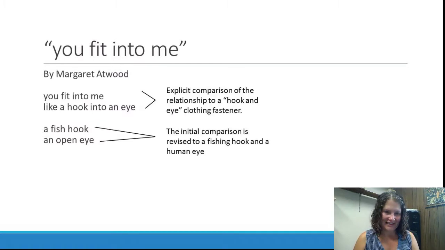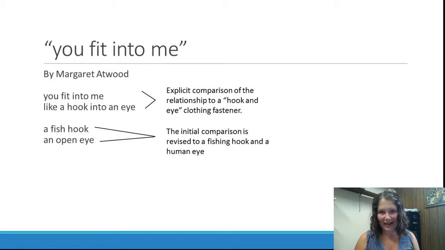So in the first stanza, the first two lines, we have an explicit comparison of what we assume to be a relationship, so a you and a me, and the way that those two people relate to one another. And it's being compared to the relationship between a hook and an eye, so the way a hook fits into an eye. And in these first couple lines, it's not necessarily explicitly violent or negative.